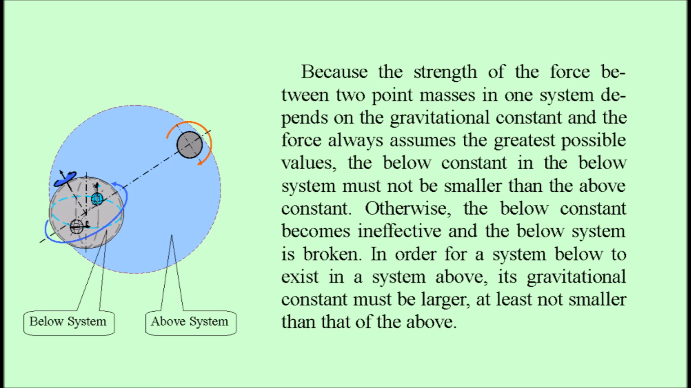Because the strength of the force between two point masses in one system depends on the gravitational constant and the force always assumes the greatest possible values, the below constant in the below system must not be smaller than the above constant. Otherwise, the below constant becomes ineffective and the below system is broken. In order for a system below to exist in a system above, its gravitational constant must be larger, at least not smaller than that of the above.